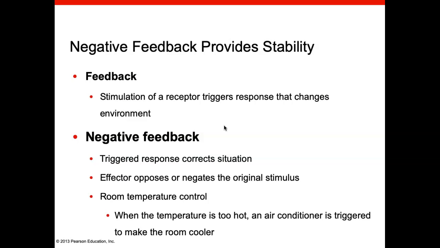Now, the method of this control is called negative feedback. Feedback is when a receptor is stimulated and it triggers a response that changes the environment. Well, in negative feedback, which is the most common method of control in the body, the effector opposes the original stimulus. So if the room temperature gets too hot during negative feedback, the air conditioner will kick in and cool the room down. Just as if your body gets too hot, the temperature will have to cool down to maintain homeostasis.